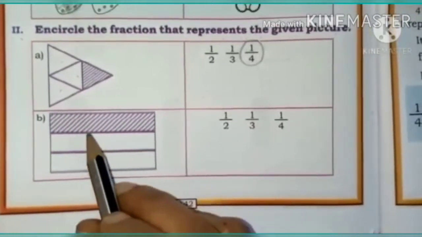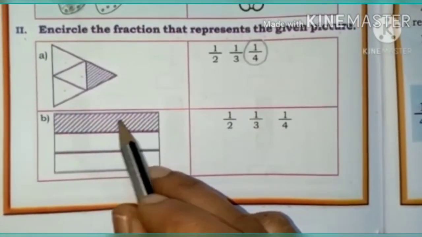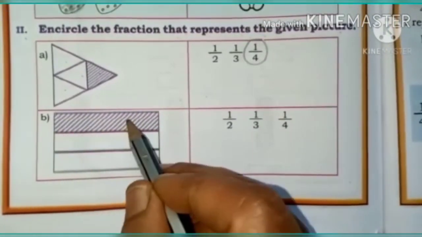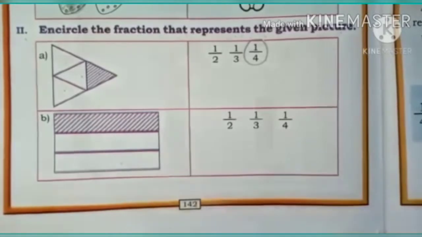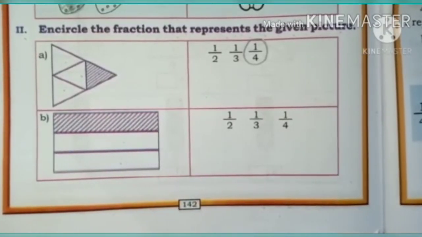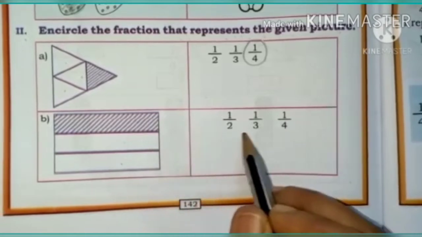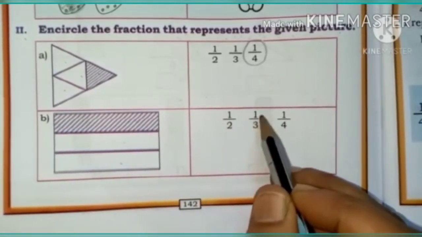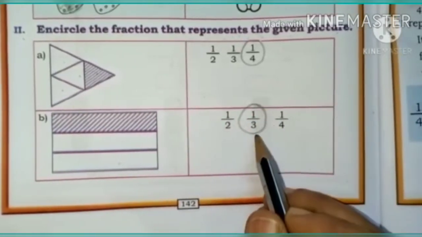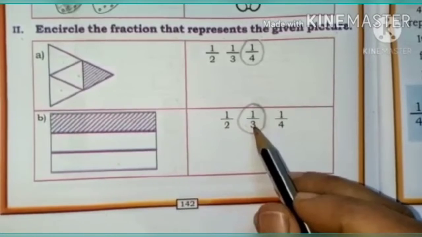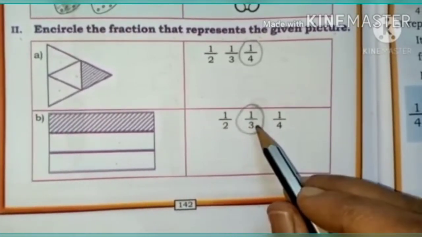Now next, question B. In the above picture, there are 3 equal parts, and here one part is shaded. So the fraction form is 1 by 3. So circle the fraction 1 by 3 or 1/3.